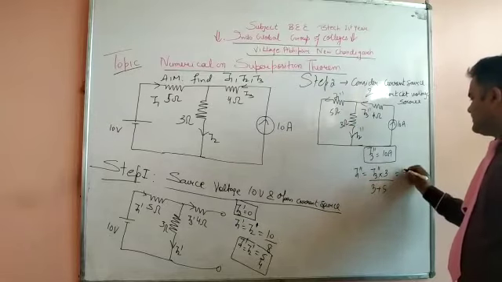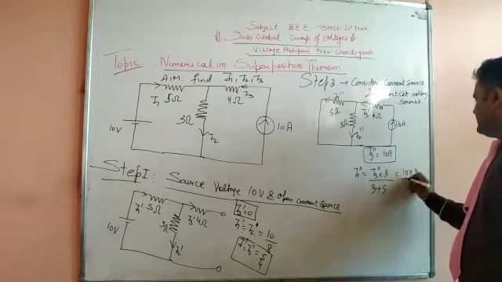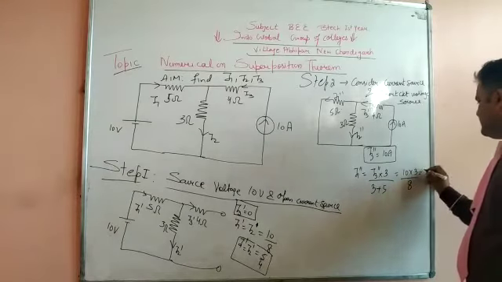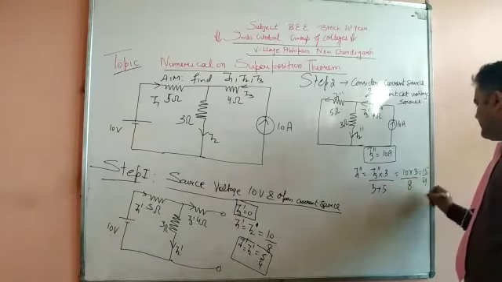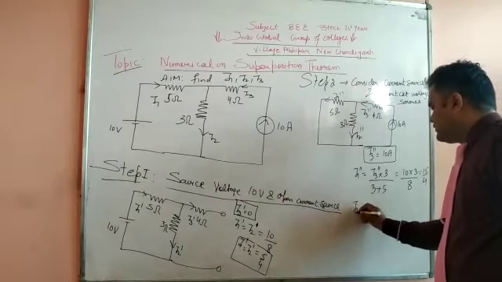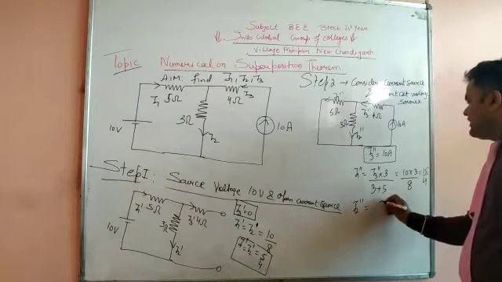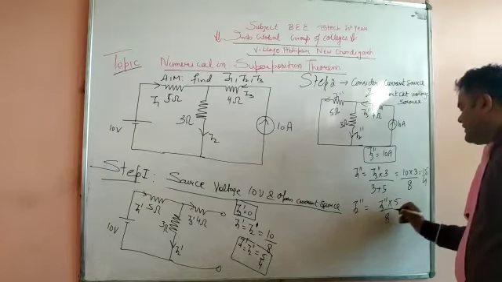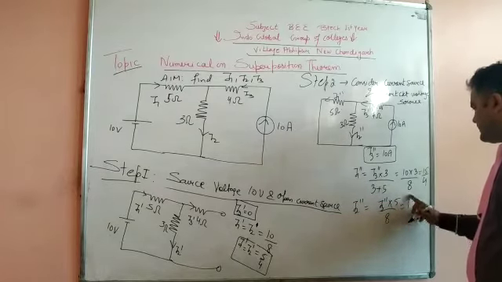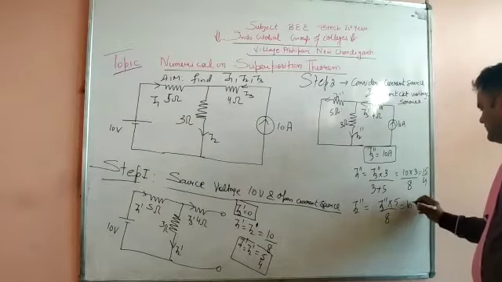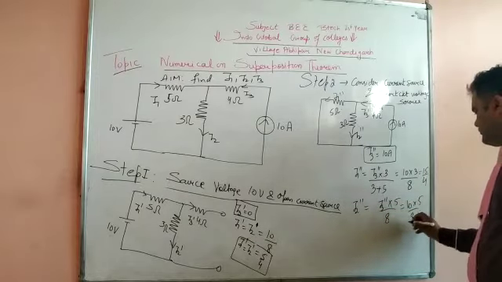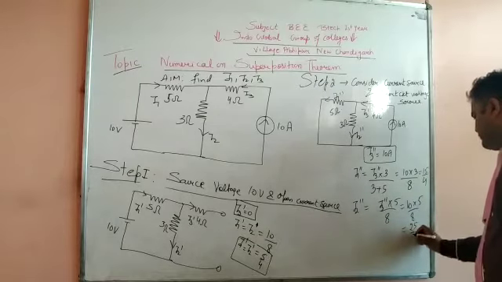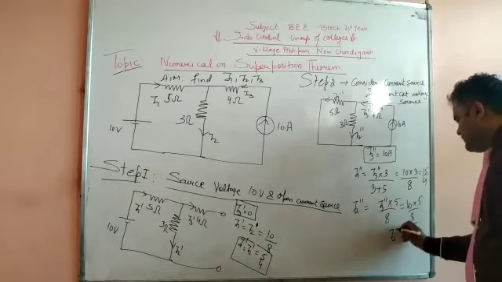What is I1 double dash? 10 into 3 by 8. Now it is 15 by 4. What is I2 double dash? Again incoming current I3 double dash into resistance of opposite branch divided by total. 10 into 5 by 8, that is 25 by 4. This is I2 double dash.